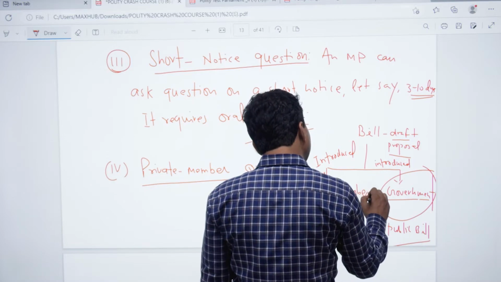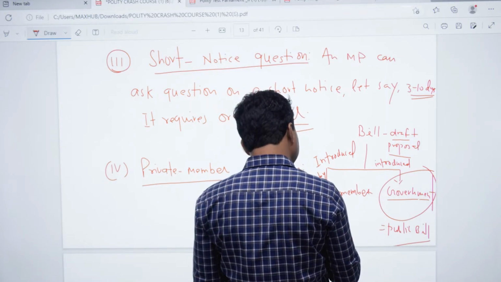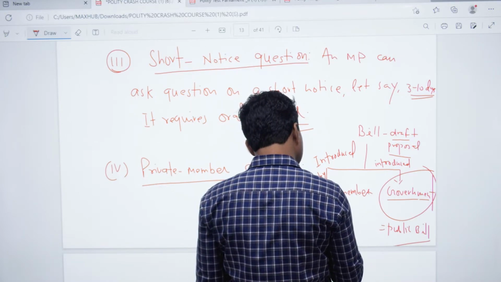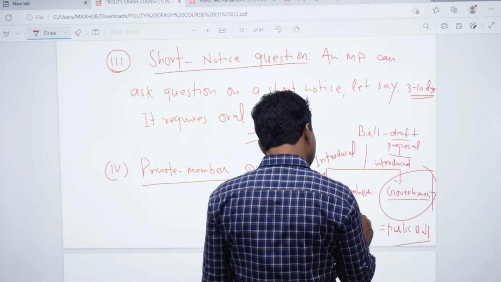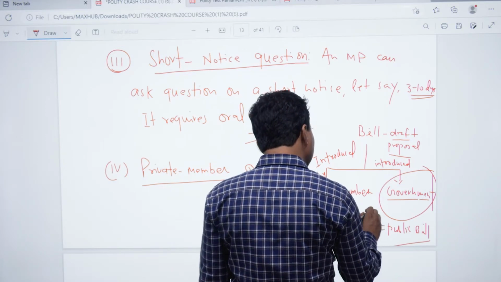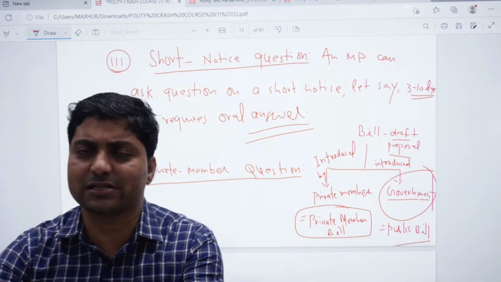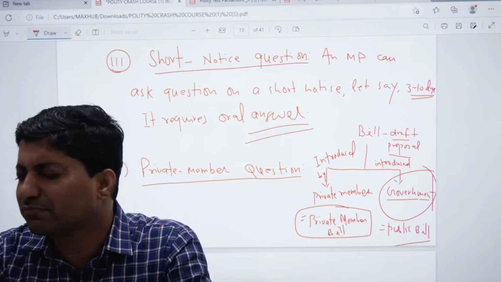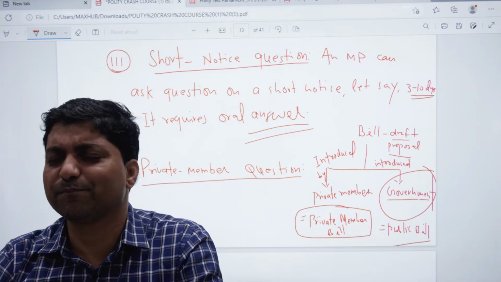और हर साल काफी प्राइवेट मेंबर बिल इंट्रोड्यूस होता है, कॉल्ड प्राइवेट मेंबर बिल। और हर साल मतलब hundreds, more than hundreds, sometimes 200s, sometimes 300s bills are introduced by the private member.